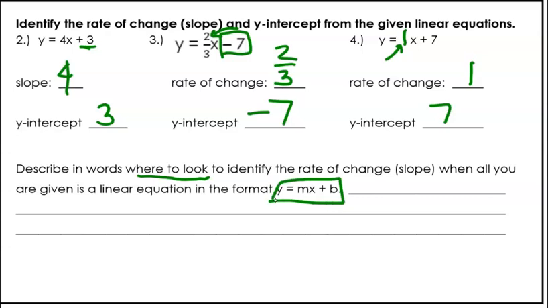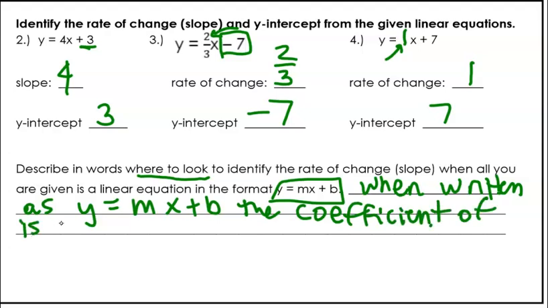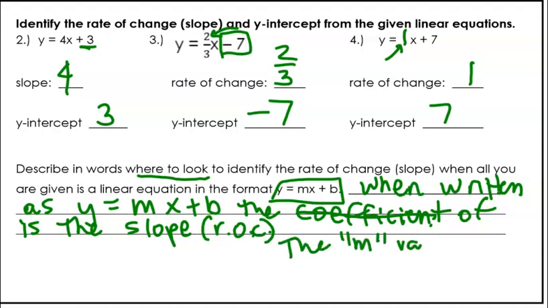So when it's in this format, when written as y equals mx plus b, the coefficient of x is the slope. You can write slope, or you can write rate of change. I'll put ROC for that. And if you can't remember the word coefficient, you can simply say the m value. The m value is the slope, or rate of change.